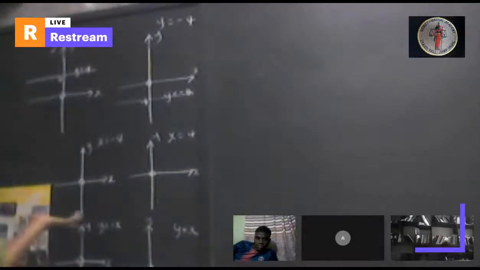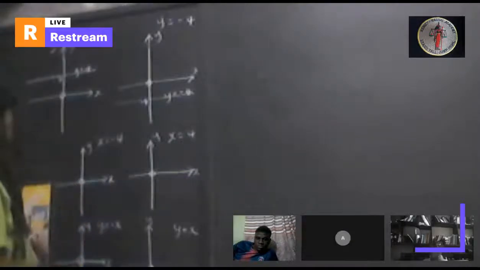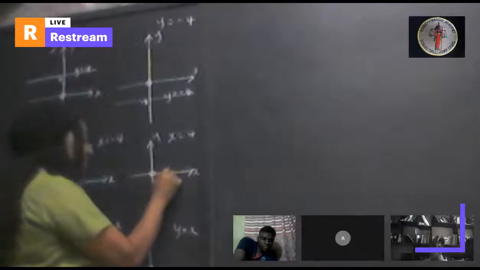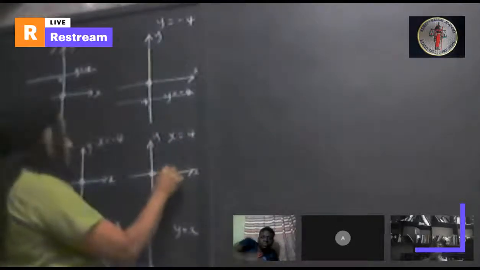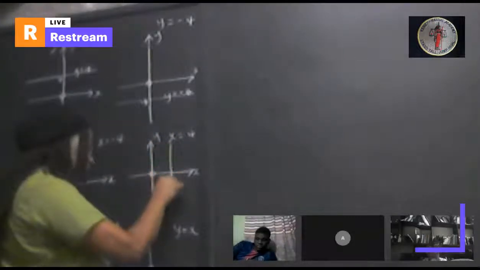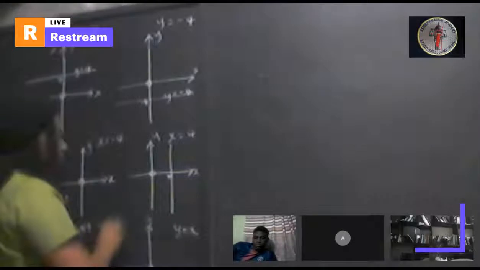How about x equals 4 and x equals -4? Likewise, for the line x equals 4, we find where 4 is on the x-axis. And it's a vertical line through that point. So, and you write your equation, x equals 4.